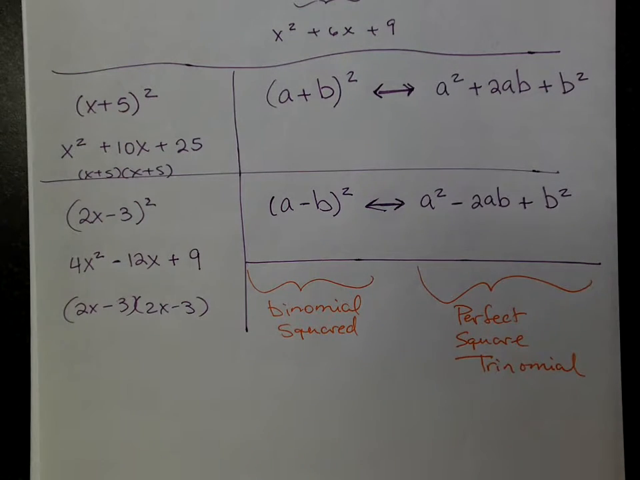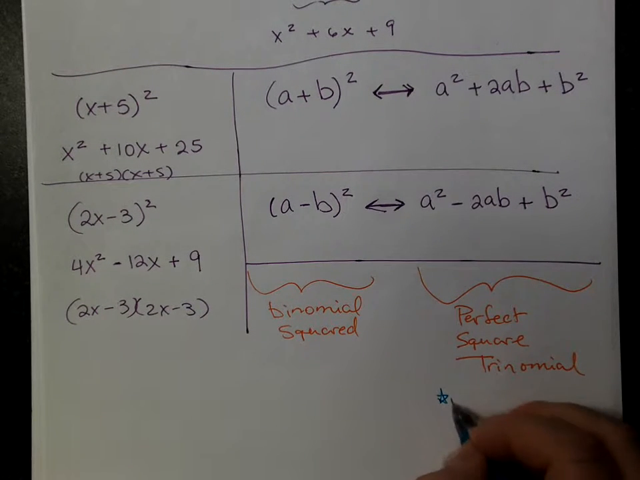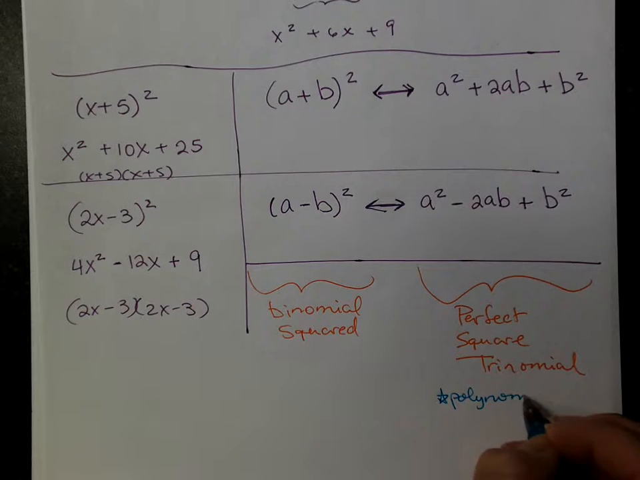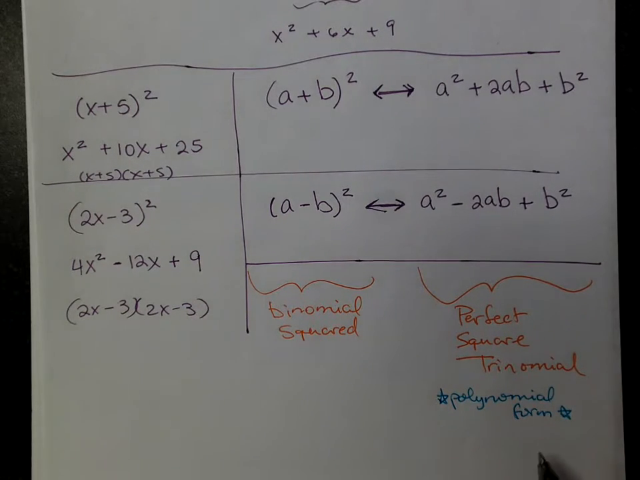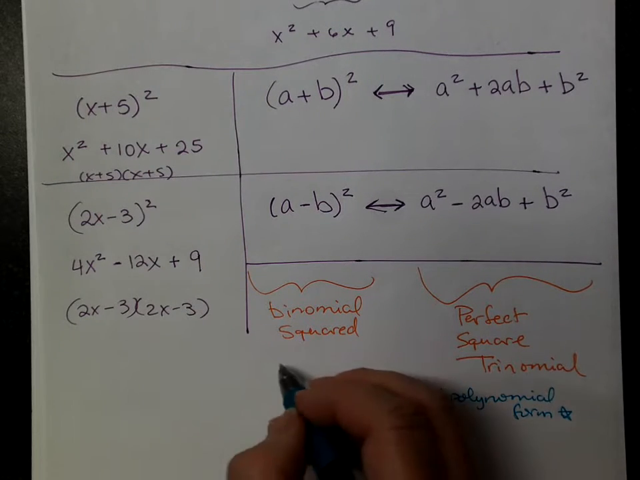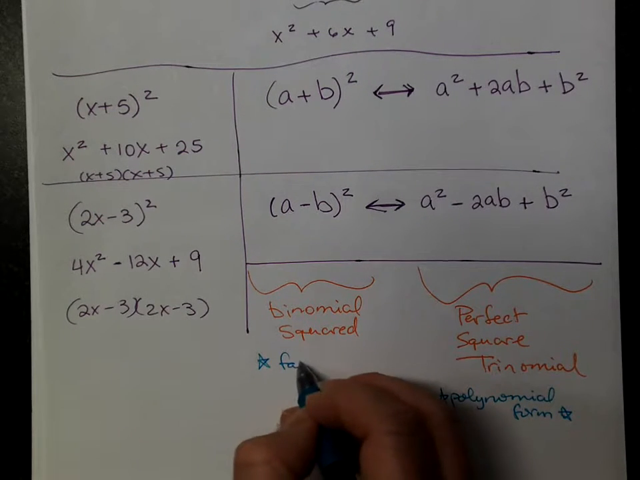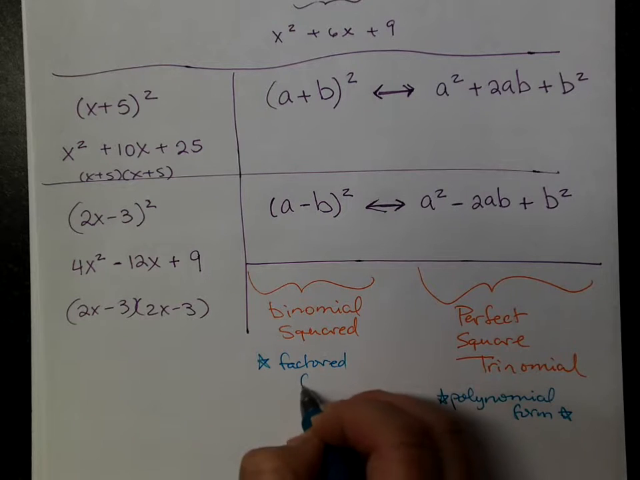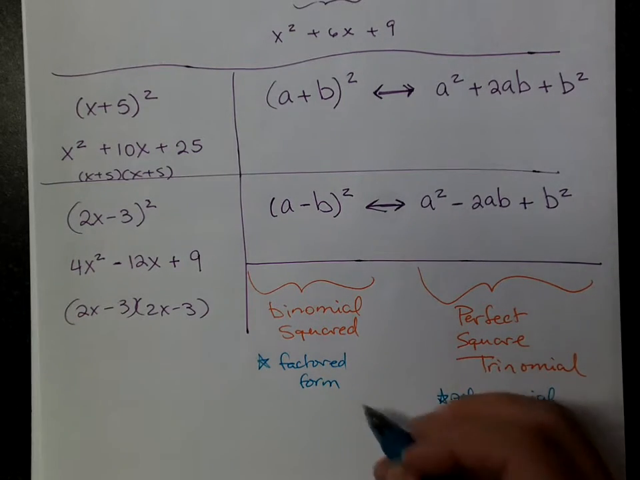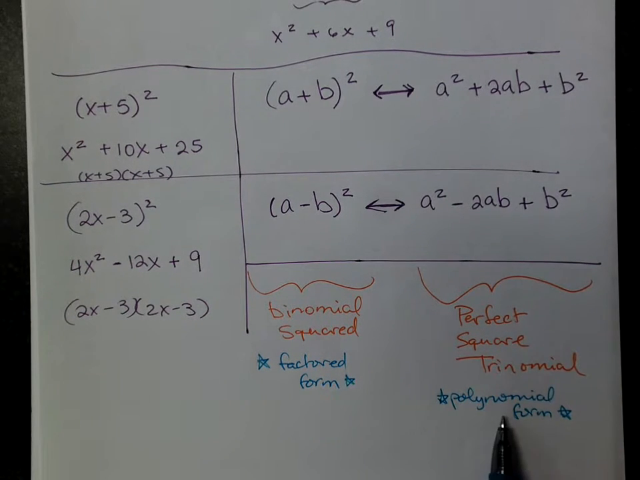And basically this is its polynomial form. Okay, so you're given a polynomial, which is a sum, and if you're asked to factor it, this is its factored form. So if you're given a perfect square trinomial and you recognize it, then all you have to do is write it in its factored form, which is the binomial squared.